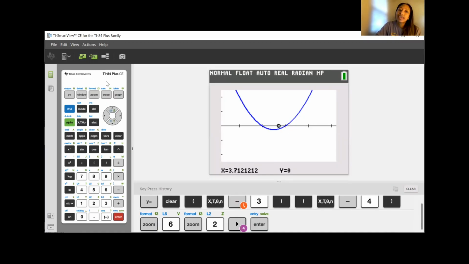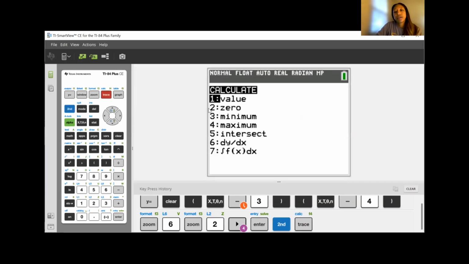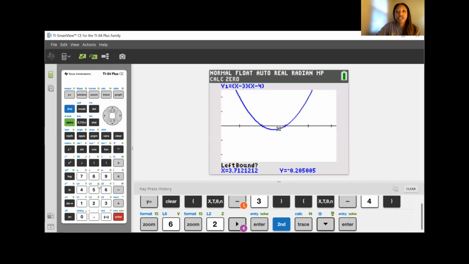We want to go to the calculate button. So press second trace, and there's a button called zeros. Zeros allows you to find the zeros or x-intercepts of a function. So if we click on 0, and this is where you have to follow steps because we have to do a lot of clicking for it to tell us the answer. So we're telling the calculator now that we wanted to find the zeros, enter. Then it's going to ask you to pick a left bound and a right bound.